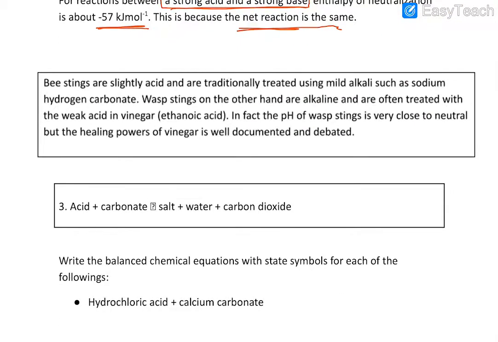And so bee stings are acidic and they are treated using alkali such as sodium hydrogen carbonate. Wasp stings are alkaline and they are treated with weak acids such as vinegar.